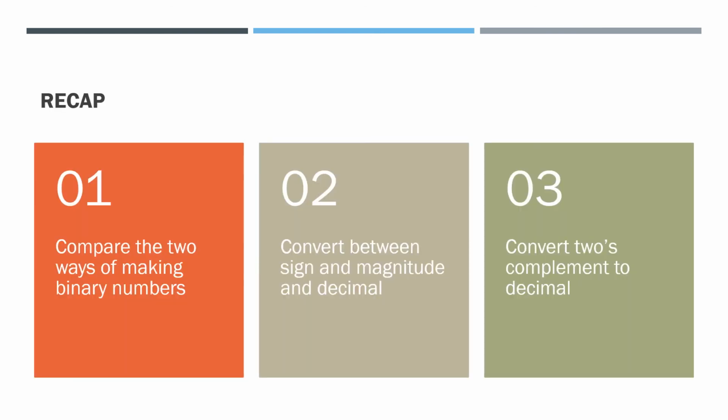So to recap, in this lesson you've learnt about the 2 ways of making negative binary numbers. You've learned how to convert between decimal and sign and magnitude numbers and vice versa. We've also seen how we can convert a 2's complement number to decimal, but I haven't talked so much about converting decimal to 2's complement. There's a shortcut method of doing this, but I'm going to show you that next week.